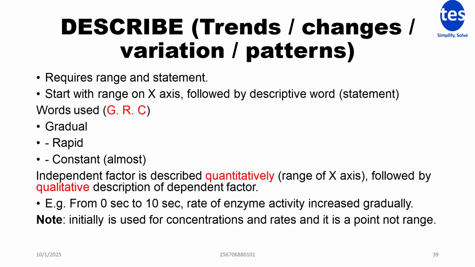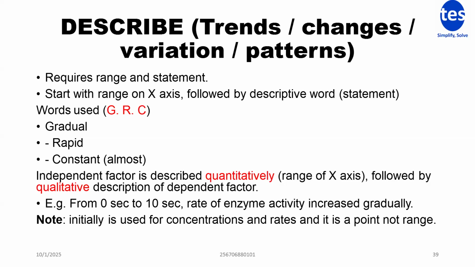Now, there is also another important question on when to use initially and when not to use it. We only use the word initially if we are dealing with concentrations or rates. In that case, you should start from initially. And one thing to note is initially is a point, not a range. Meaning, you will say that initially the rate of breakdown of glucose is high. But you can't say that initially the rate of breakdown of glucose increases rapidly. No, that is wrong. Initially is a point, not a range.